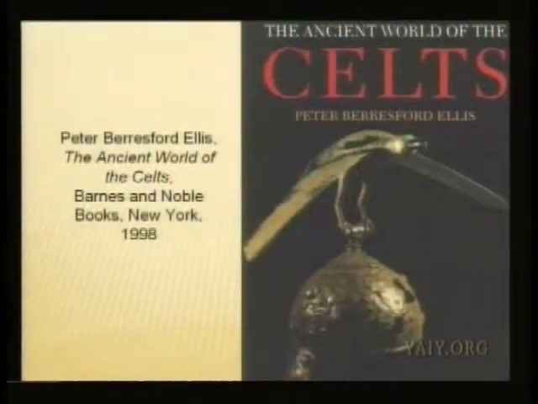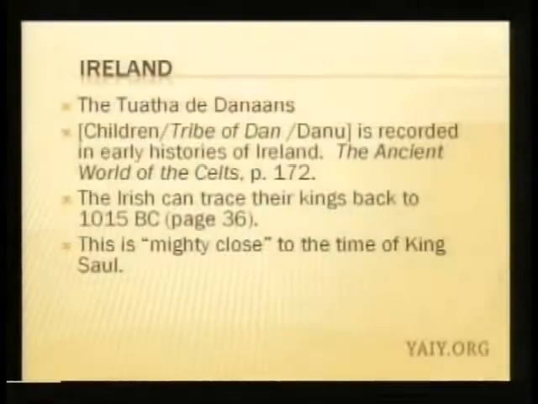Peter Ellis, writing in his book, says that the Tuatha de Danann, that is the children or tribe of Dan, is recorded in early histories in Ireland. And the Irish, he says, can trace their kings back to 1015 BC. Hey, that's mighty close to Israel's first king, Saul.